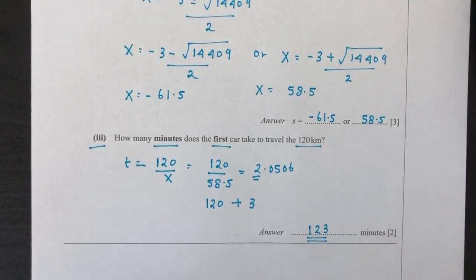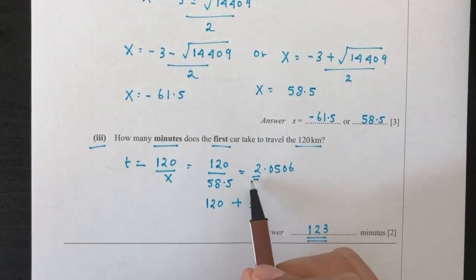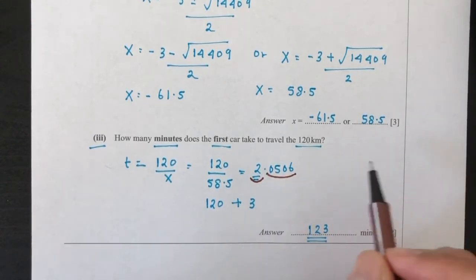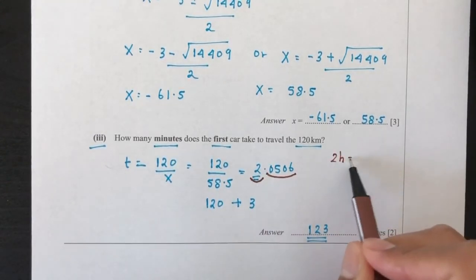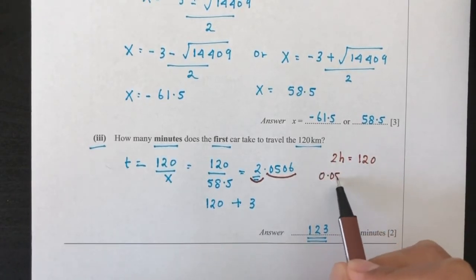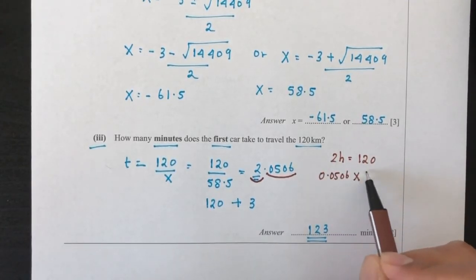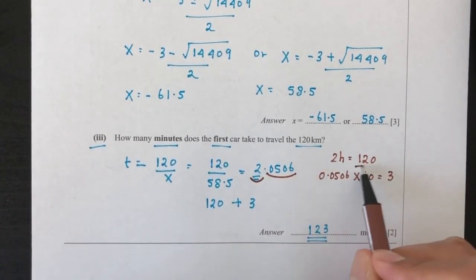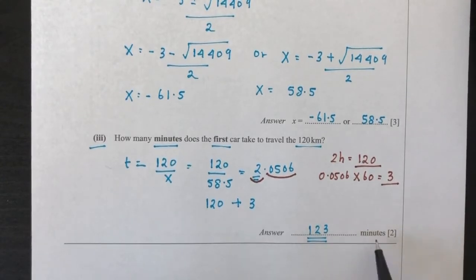Okay, so just to recap what we do here, we break this down into 2 parts. This is 2 hours, and this is the remaining decimal place. So 2 hours is equal to 120 minutes, and for this one, 0.0506, we have to multiply by 60. That will be about 3 minutes. So in total, it takes 120 plus 3, 123 minutes. And that will be your question number 7.